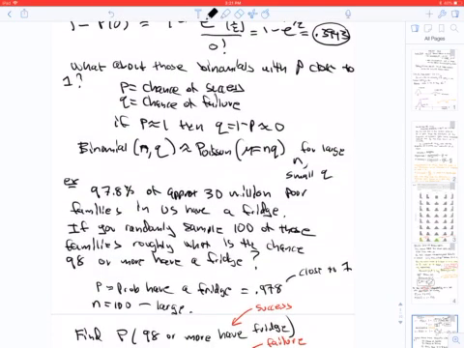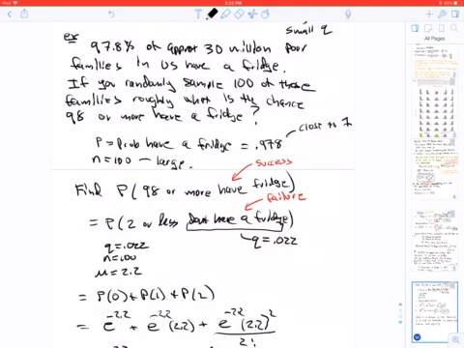Now what about those binomials with p close to 1? Well, if p is the chance of success, q is the chance of failure. If p is close to 1, then q, which is 1 minus p, is close to 0. So binomial nq can be approximated by Poisson mu equals nq for large N, small q.